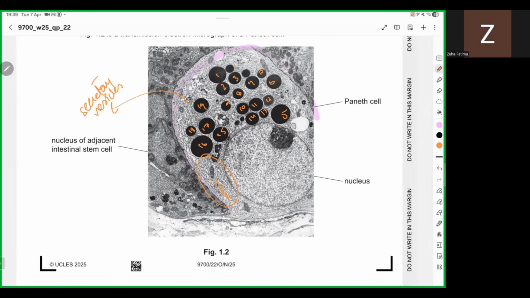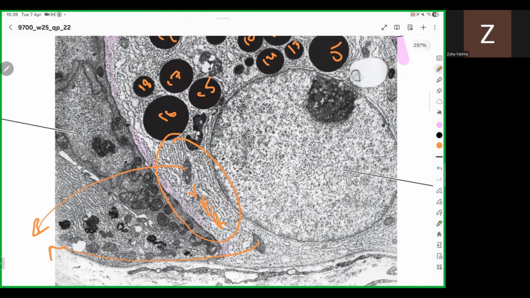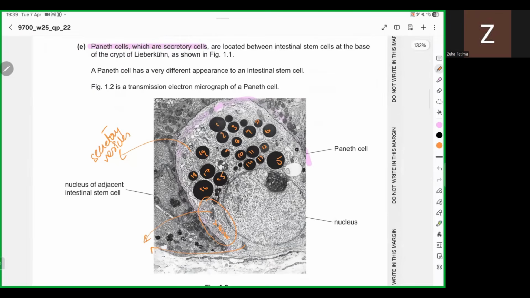Then we can also see mitochondria. This is a mitochondrion, this is a mitochondrion. Both of these are mitochondria. Protein synthesis is essentially an active process. It requires ATP. So many mitochondria within the cell suggest that they are actively playing a role in synthesizing ATP, which is needed in the protein synthesis process.